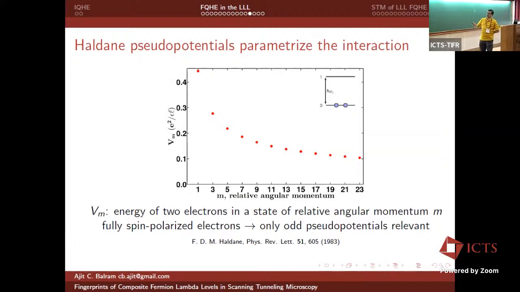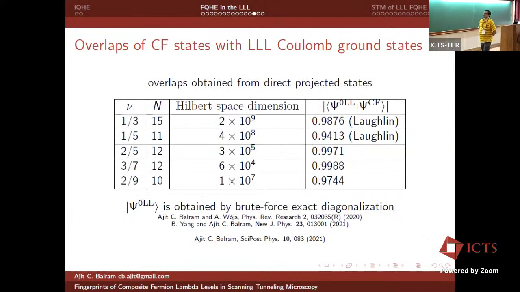Okay, and throughout this talk, I'm going to assume single component, fully polarized electrons. So only the odd pseudopotentials are going to be important. Now one can go ahead and do exact diagonalization for small systems, like 15 particles for 1/3, 11 particles for 1/5, and so on. As you go to lower and lower fillings, you can do exact diagonalization only for smaller and smaller systems. For 15 particles at 1/3, the Hilbert space is about 2 billion.